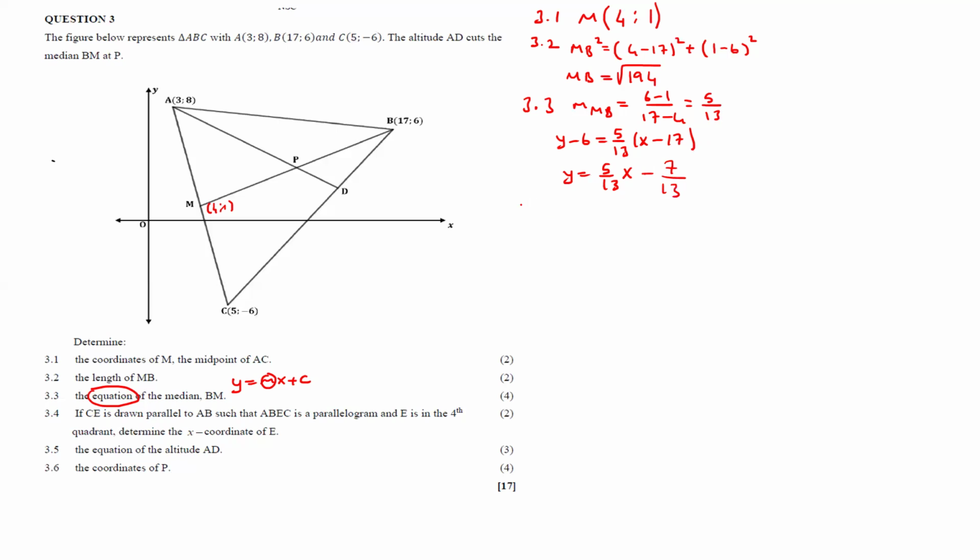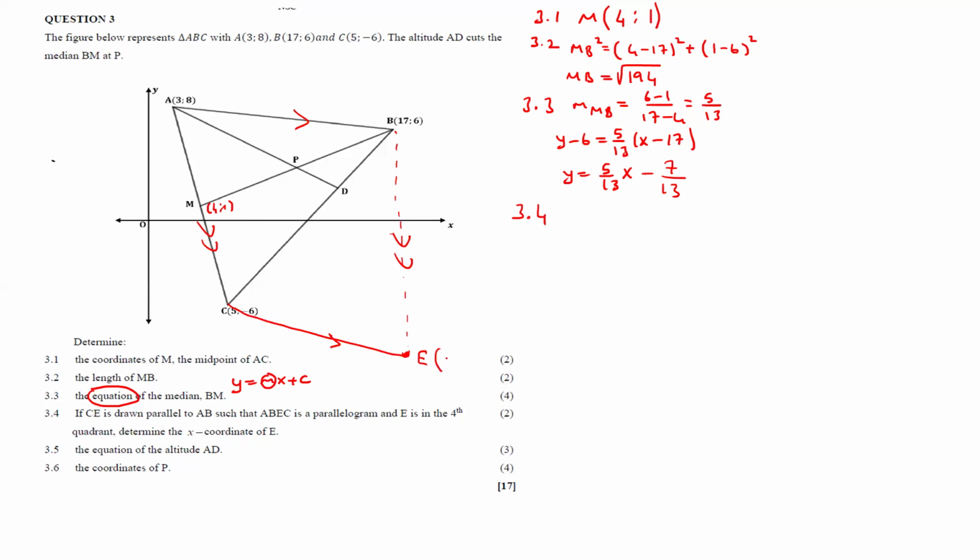And then 3.4. If CE is drawn parallel to AB, such that ABEC is a parallelogram and E is in the fourth quadrant. So E is in the fourth quadrant, it's going to be somewhere here. The question says CE is going to be parallel to AB, and ABEC is a parallelogram, so if you join E, this will be parallel to AC. Determine the x coordinate of E.